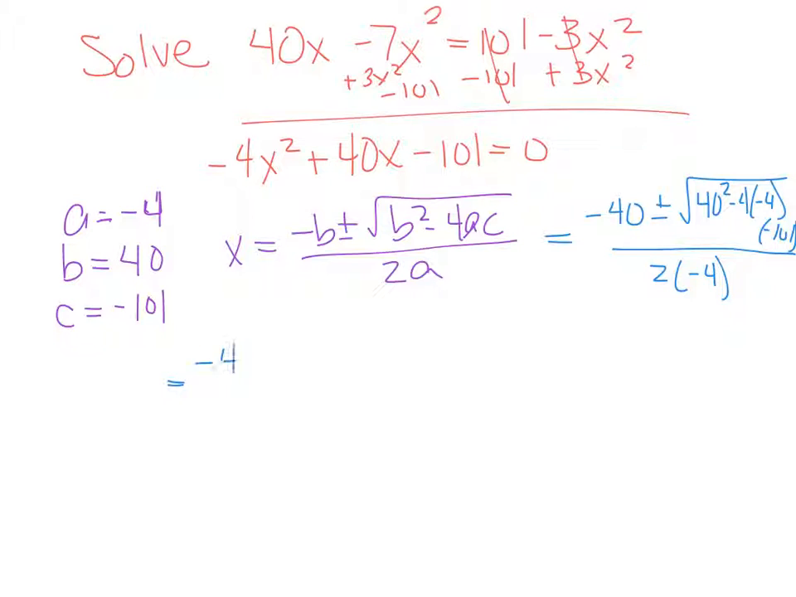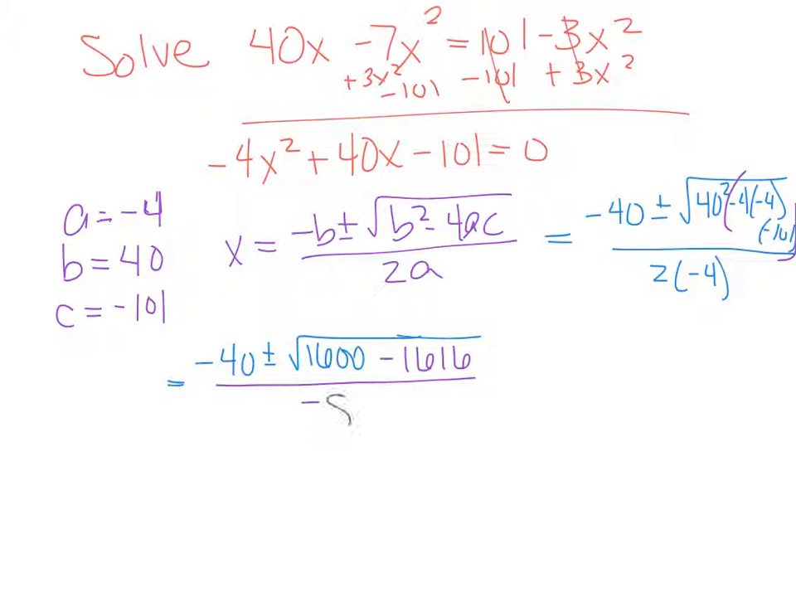So this is negative 40 plus or minus the square root. Well, 40 squared is 1600. And then I'm going to multiply negative 4 times negative 4 times negative 101, and I'm going to get minus 1616 because it's a negative, all divided by negative 8. So that simplifies to negative 40 plus or minus the square root of negative 16 all over negative 8.